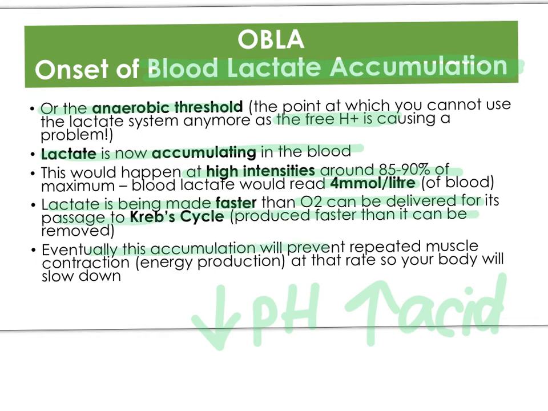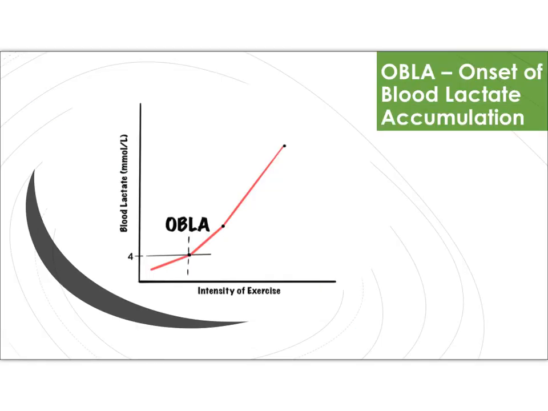This eventually accumulates in the blood and will eventually prevent you from making energy in the aerobic fashion, because the body thinks it's working too hard and it's becoming dangerous, so it actually tries to stop you as a safety mechanism. Let's have a look at what this means on a table, or what it looks like on a table.